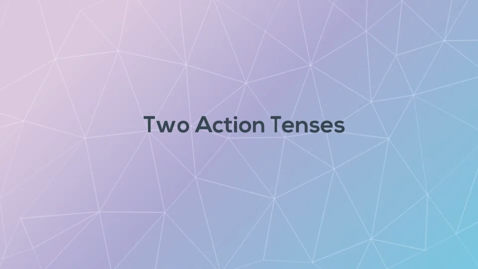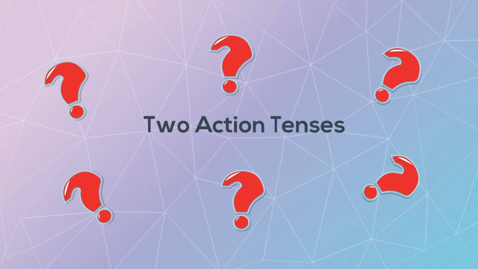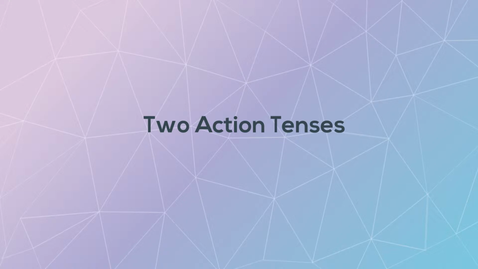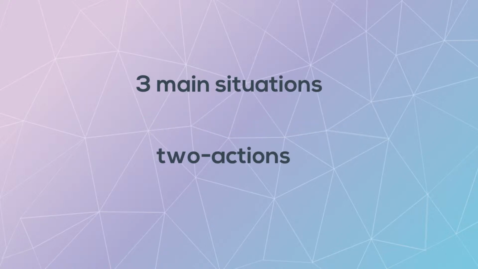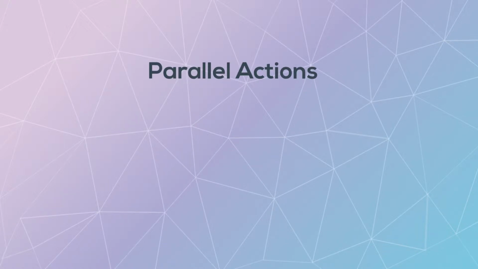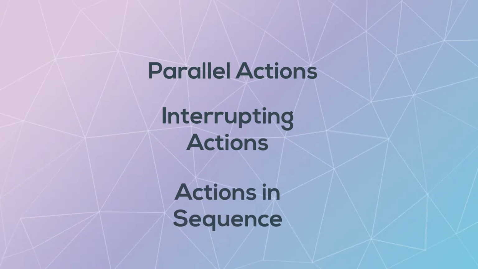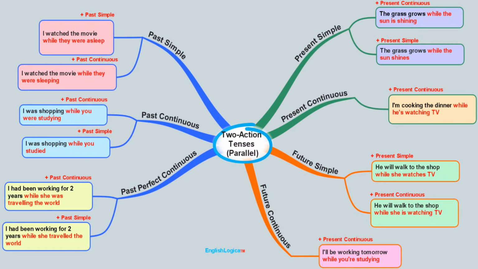In this video, we will show you what tenses are commonly used together when speaking about two actions. There are three main situations where two actions are spoken of: parallel actions, interrupting actions, and actions in sequence. When you talk about two actions, you will always have two clauses in one sentence. These can be two separate tenses or the same tense.